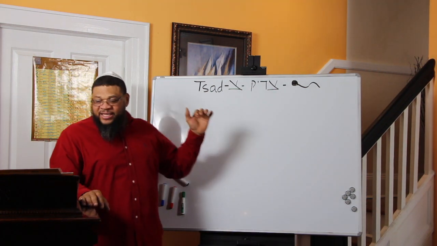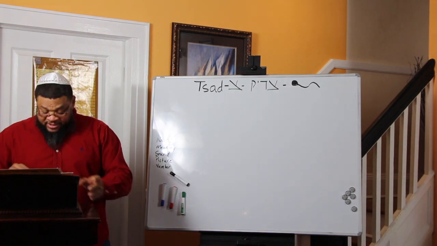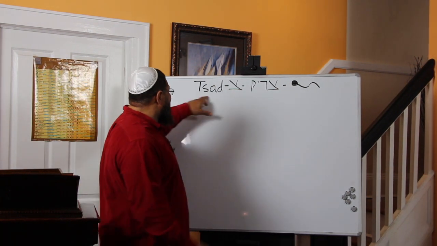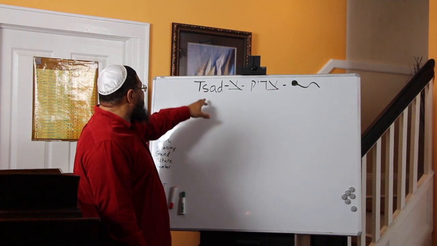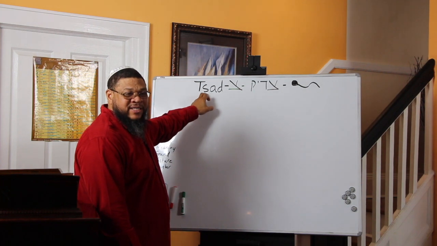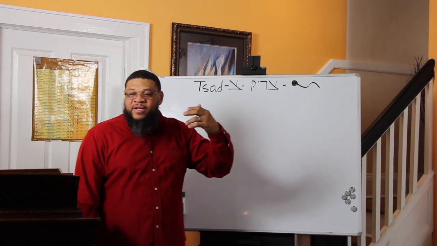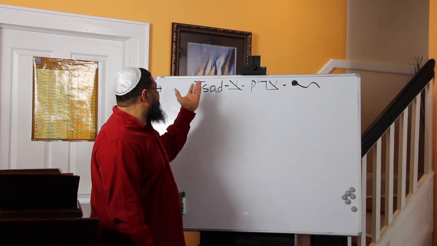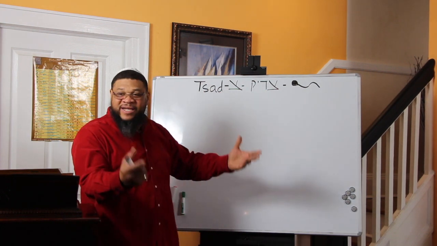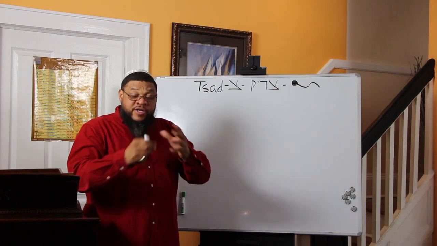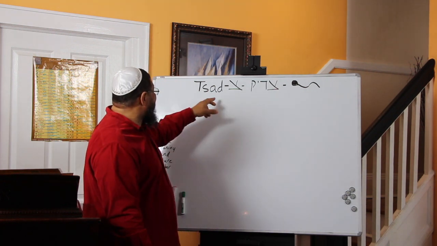And the 18th letter is Tsade, as you see it up here. Some spell it with a Z, some spell it with an S, and some put an E at the end. It all depends, again, on geographical location. The language itself is Tsade.